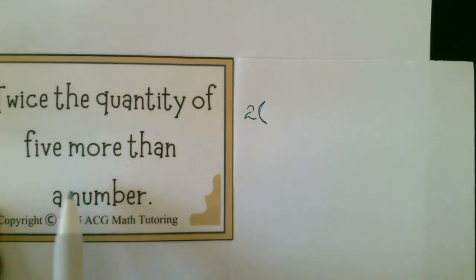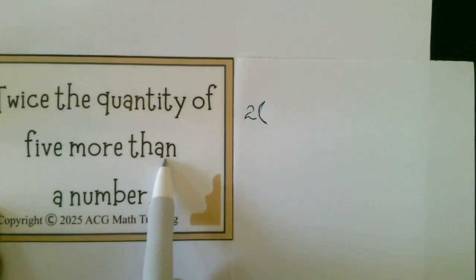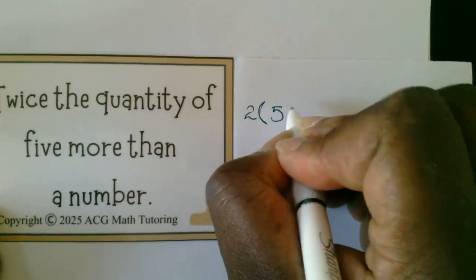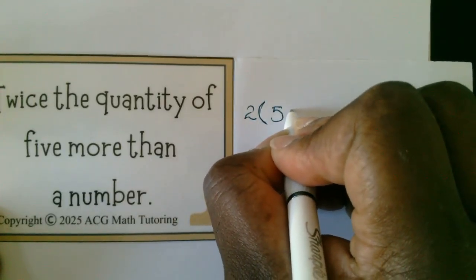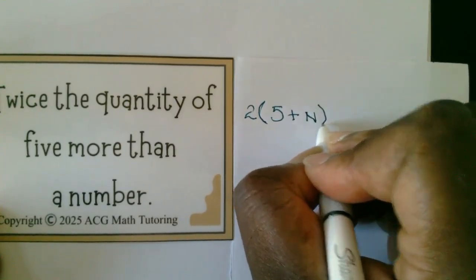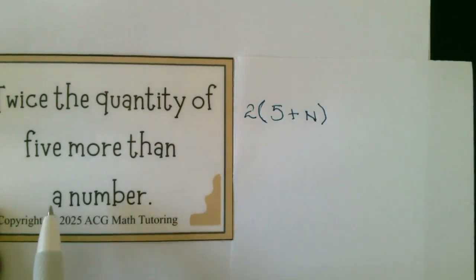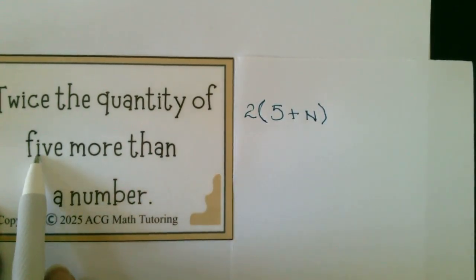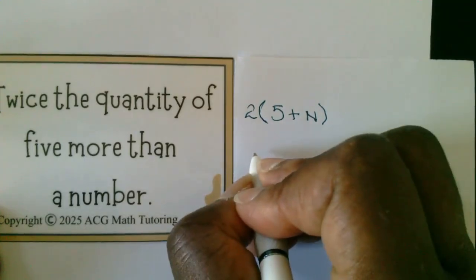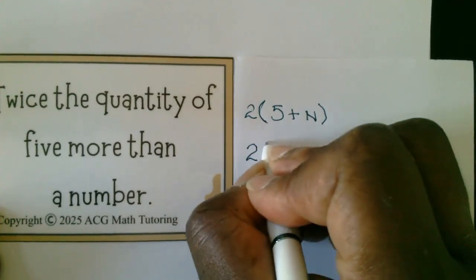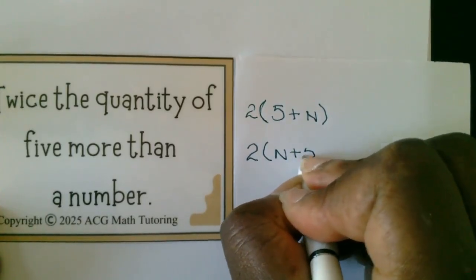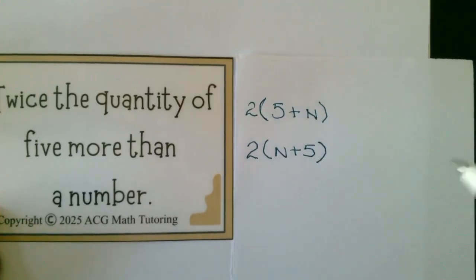And what am I doing with the 5 and the number? I'm doing addition because of the more than. So it's going to be 5 plus, well, other way around I should say, more than the number. The reason why I would switch, because the 5 is supposed to carry the plus sign. So in actuality, we have 2 parenthesis n plus 5.